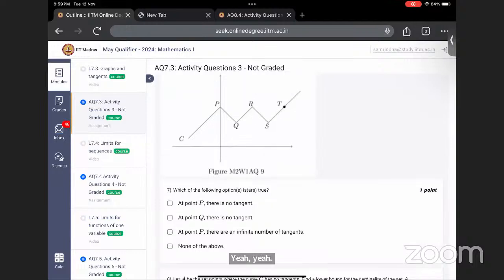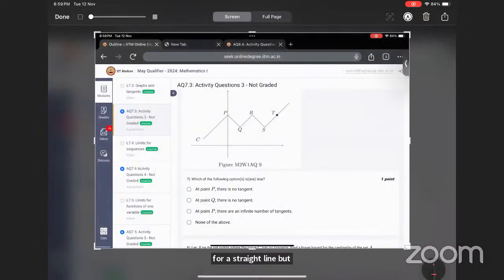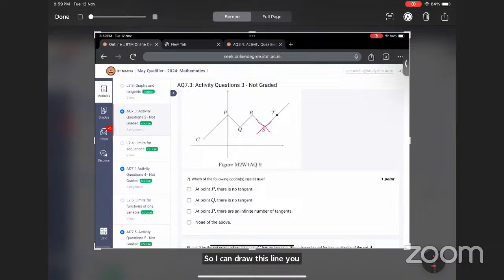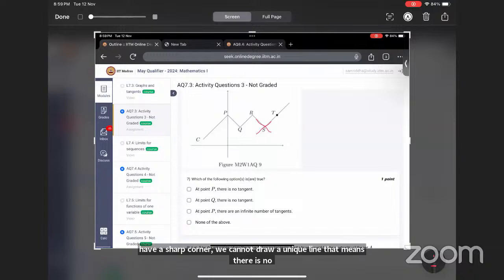But when we're looking at a sharp corner, suppose I want to draw a unique line which touches the sharp corner S. So I can draw this line. You can draw this line too, right? Both are possible. So you are not wrong, I am also not wrong. So the line is not unique in that case, right? Whenever we have a sharp corner, we cannot draw a unique line. That means the tangent doesn't exist at that point. That means the function is not differentiable.